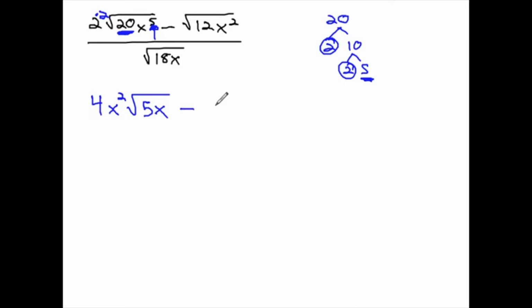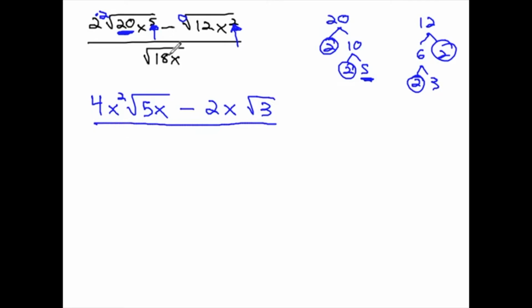Minus, simplifying the 12x squared, 12, that factors to 6 times 2, and 6 is 2 times 3. And again, we notice we have a pair of 2's, so that means we can pull a 2 out of the radical, leaving a 3 inside the radical. And then again, we're going to divide that exponent by the index. With nothing written, we assume the index is 2. 2 divided by 2 is 1, so we have a single x coming out of the radical.